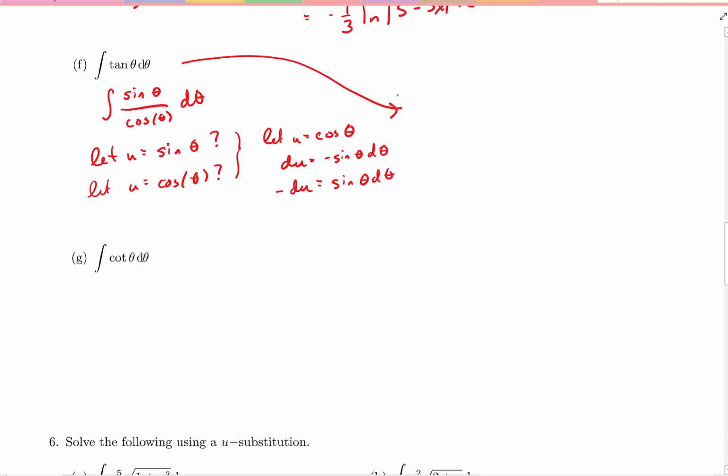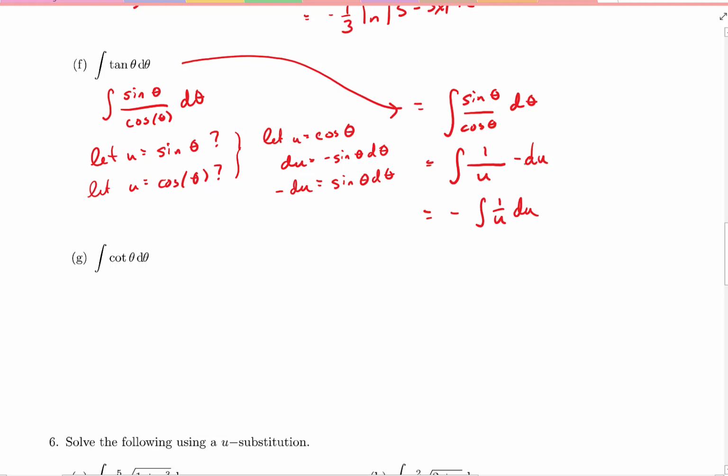So now we can rewrite the original problem as the integral. Well, actually, I should copy this over, so let me do that. Sine theta over cosine theta d theta. So now we're going to do a u substitution on this. And in place of the cosine of theta, we're going to put a u. And in place of the sine theta d theta, we're going to put a minus du here. So that gives us minus the integral of 1 over u du.